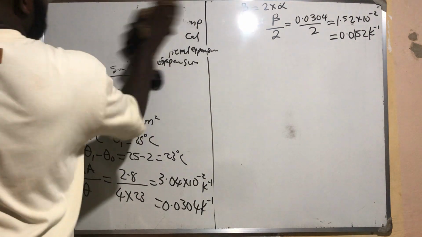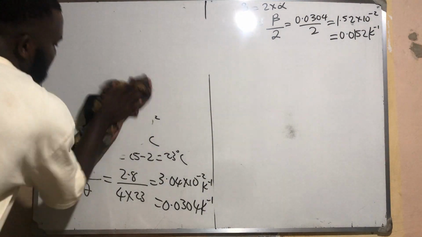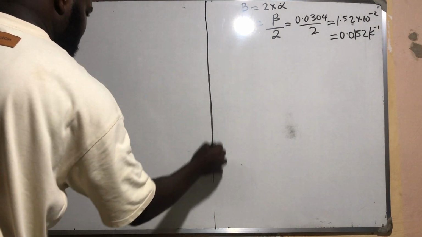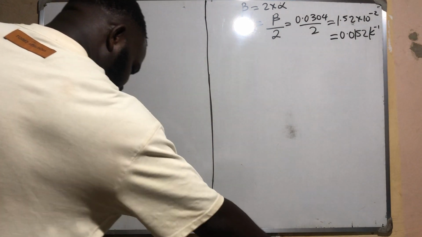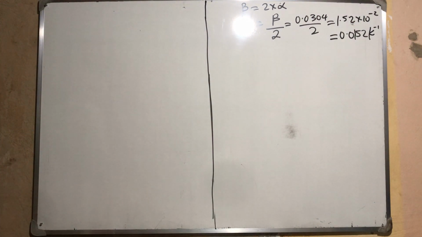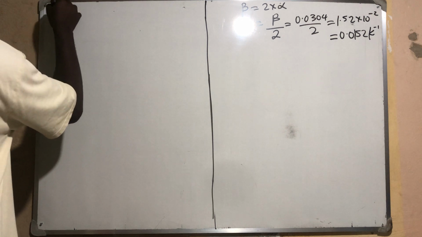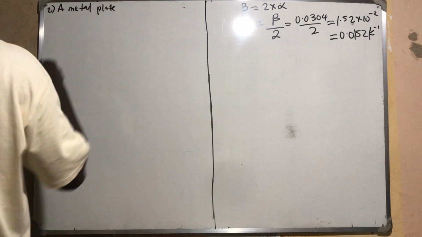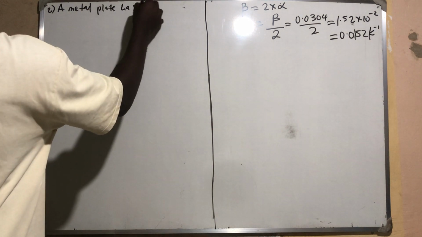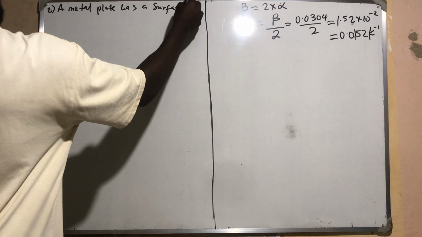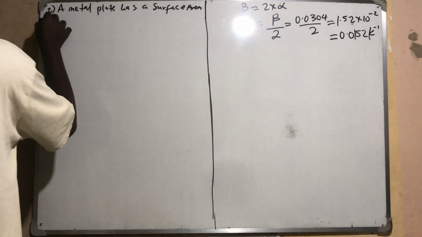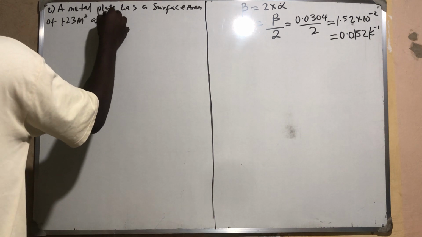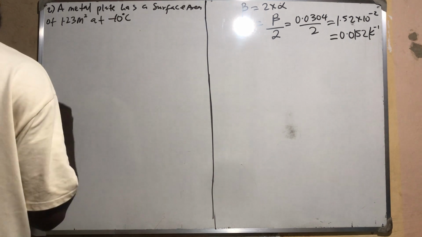So question number 2. See, this topic is the simplest in physics. This is the simplest topic in physics. So the second question said a metal plate has a surface area of 1.23 meters squared at minus 10 degrees Celsius.